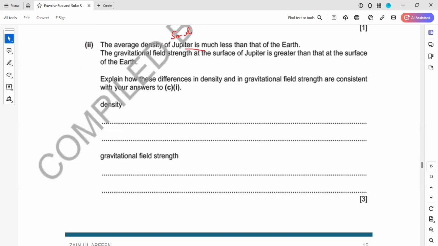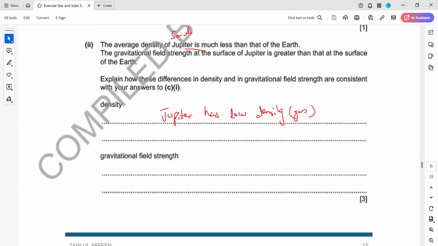So why is the gravitational field strength greater? First, why is the density of Jupiter low? Because Jupiter has gas particles. It's a gas giant, so it has low density, because it is mainly composed of gases, as compared to Earth, which is mainly solid or rocks.